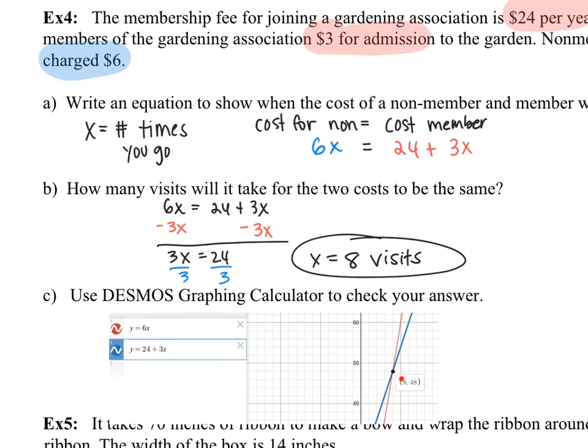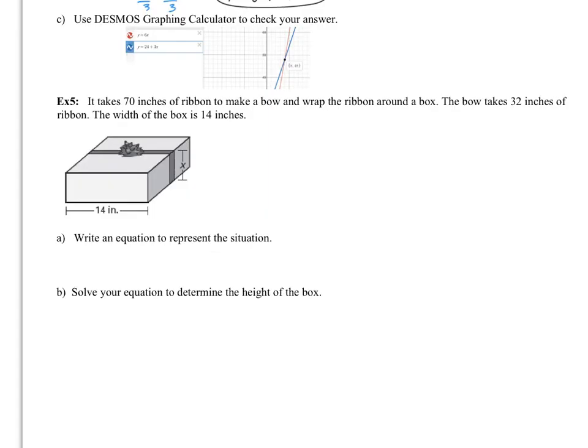So when we get further down the line, we're going to see that this whole ordered pair is going to come into play. So let's do this last example together. It says it takes 70 inches of ribbon to make a bow and wrap the ribbon around a box. The bow takes 32 inches of ribbon. So let's highlight this in green.